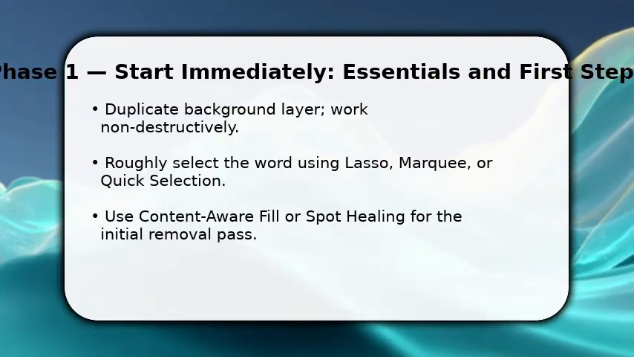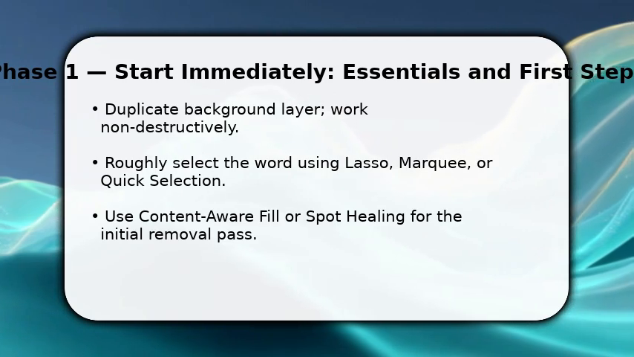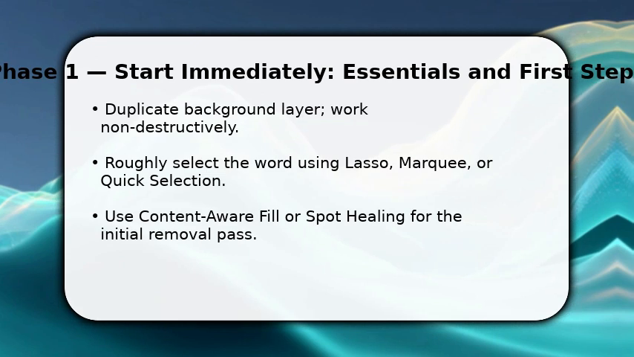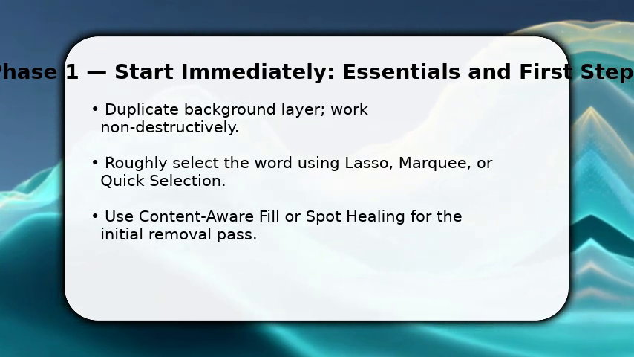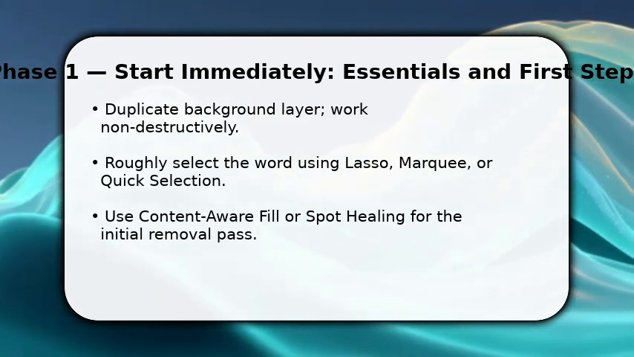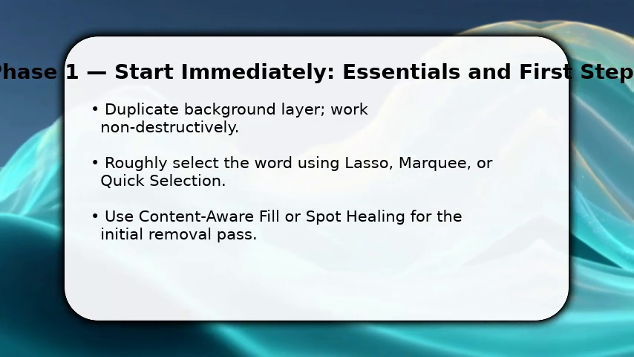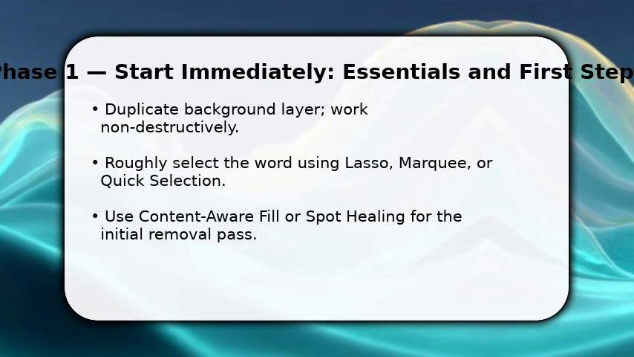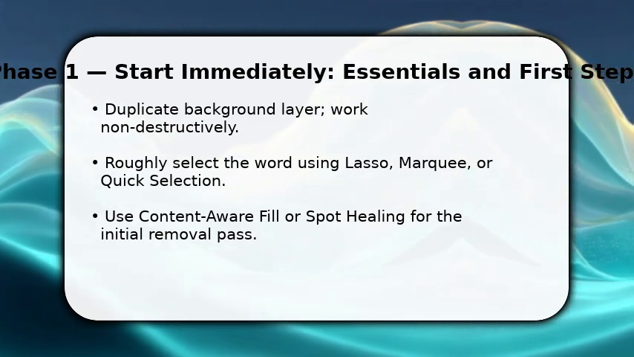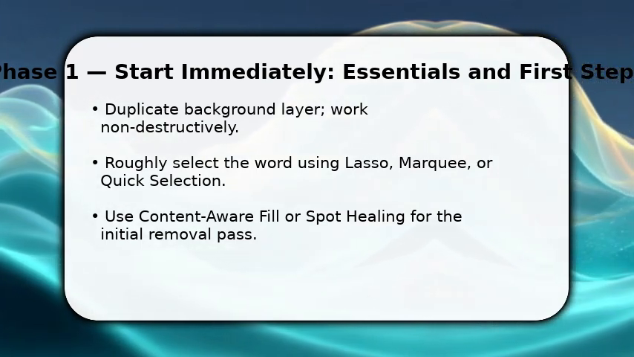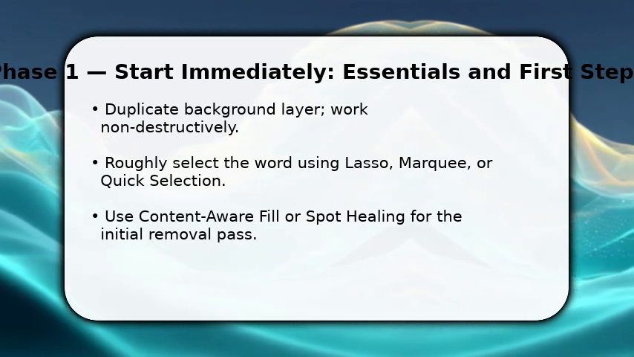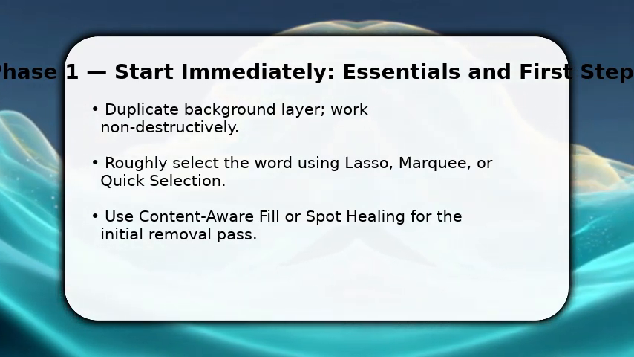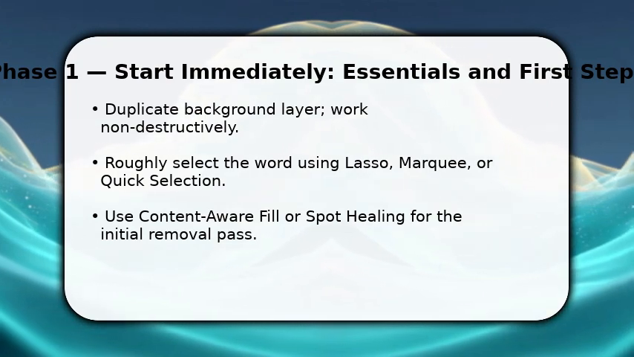You're working non-destructively. Duplicate the background layer right away and hide the original. Next, make a rough selection around the word using the lasso or quick selection tool so Photoshop targets only the text area. Once selected, choose Content-Aware Fill or the Spot Healing Brush and apply a first pass. This removes the obvious pixels and gives you a baseline to refine. Make sure to keep that selection active because the next steps will refine edges and texture for a seamless result.